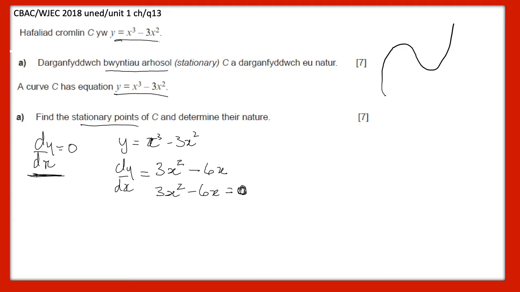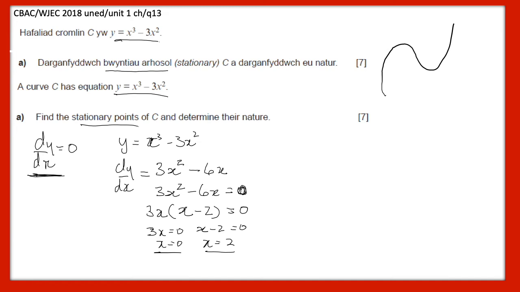With a quadratic like this one, easiest thing to do is to pull out a common factor rather than use formulae or factorization. Pull out a common factor, that's probably the best way of going about it, which gives me that either 3x equals 0, which implies that x equals 0, or x minus 2 equals 0, which gives me that x is equal to 2. Those are the x coordinates of my turning points.